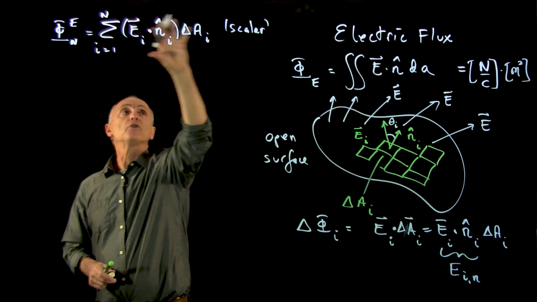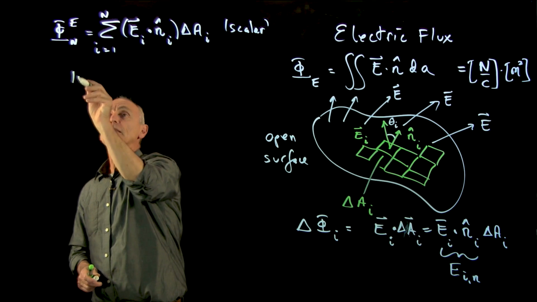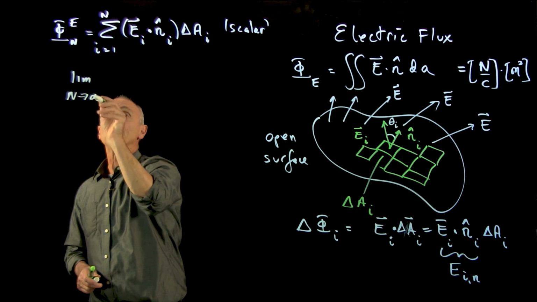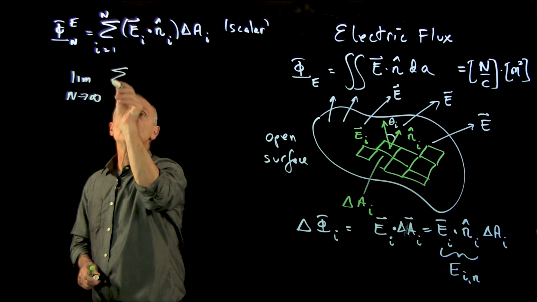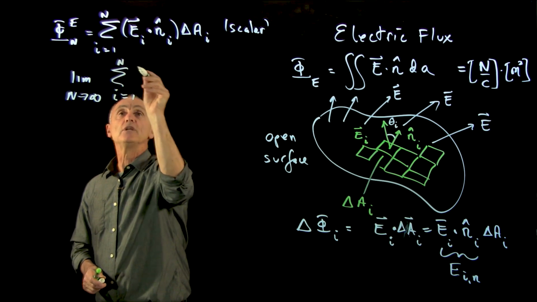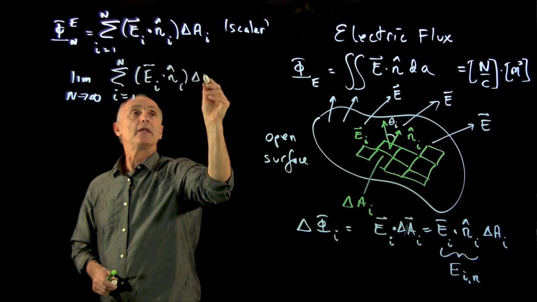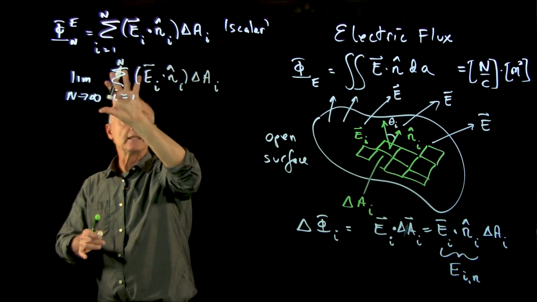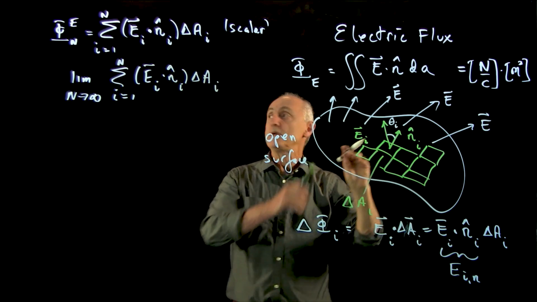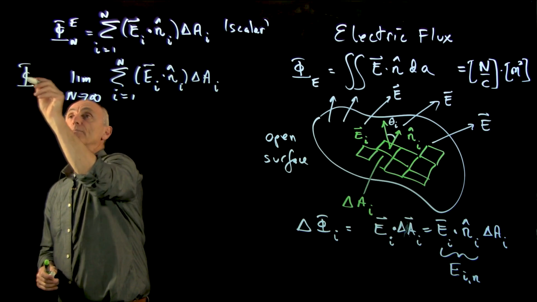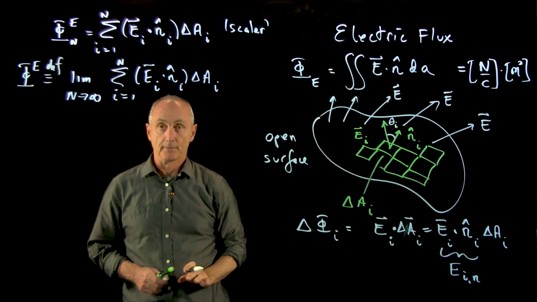Now, for each value of n, we have a number. And if we take the limit as n goes to infinity, then what we're getting is really a sequence of numbers. For each value of n, I get a different number. And what I'm looking at is the limit of that sequence of numbers. And that will give us what we define to be the electric flux on this surface.